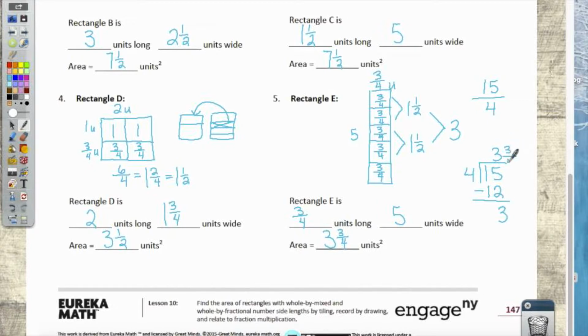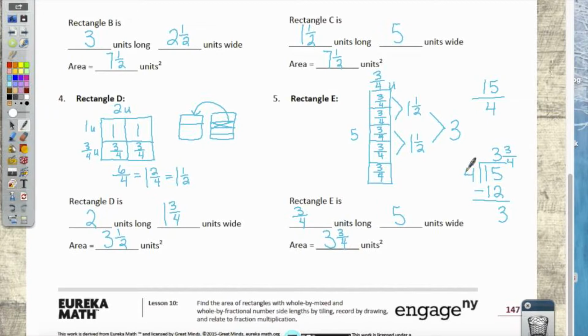Did you? Because I can take my remainder, put it on top of my divisor, and it gives me 3/4 for a fraction. Okay, how are we doing? Good. Good? Okay, so on your exit ticket, this is all you're going to be asked to do. You're not even going to have to draw it, okay?